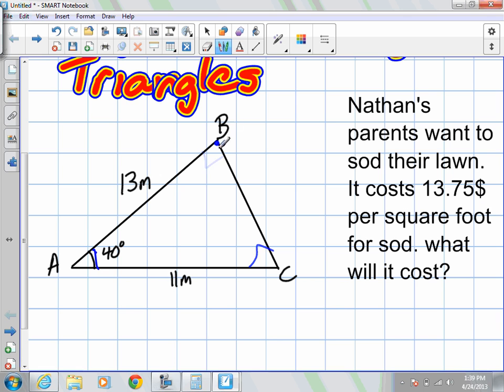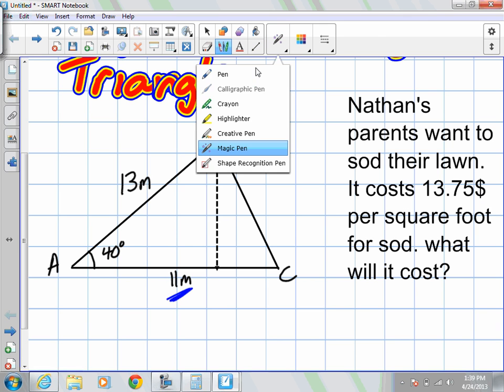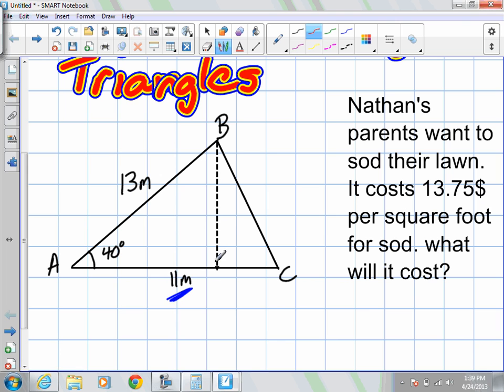From this point, if I draw a line directly down, it will be perpendicular to the side that is 11 meters. When something is perpendicular, it creates a right angle. So we've just created not one, but two right angle triangles to make up the triangle in this question.